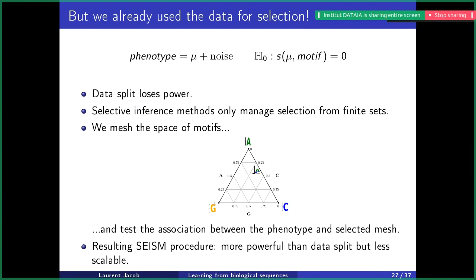But it's much less scalable. It takes much longer, because you need to somehow do a Monte Carlo Markov chain to estimate your functional non-distribution. So this makes the two methods complementary. If you have a lot of data, you can use data split. You won't lose that much power. If you have less data, then you can afford the more powerful method.